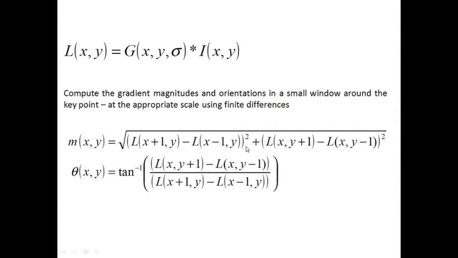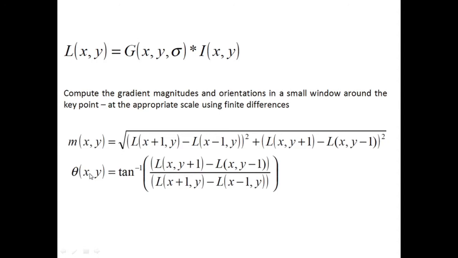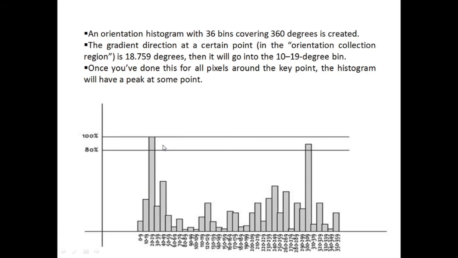So L of x plus 1 comma y, this entire thing is the expression that is obtained by adopting finite differences: L of x plus 1 comma y minus L of x minus 1 comma y whole square plus L of x comma y plus 1 minus L of x comma y minus 1 whole square. And this will be my theta, that is the key point direction, the orientation.